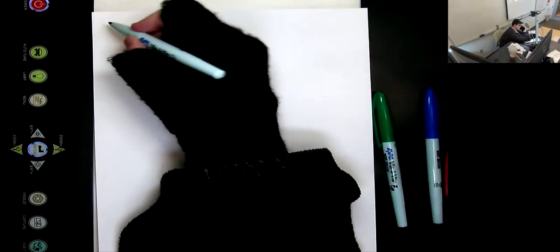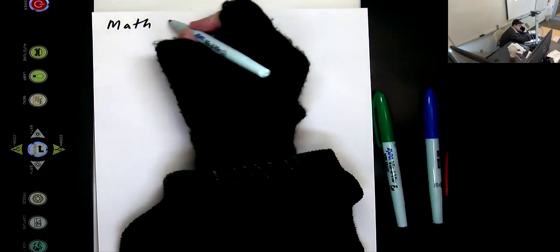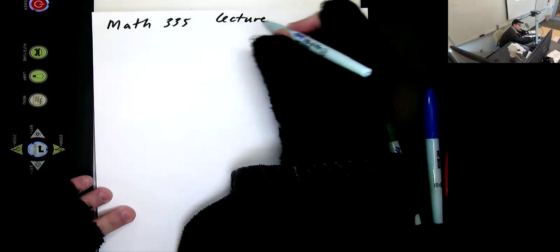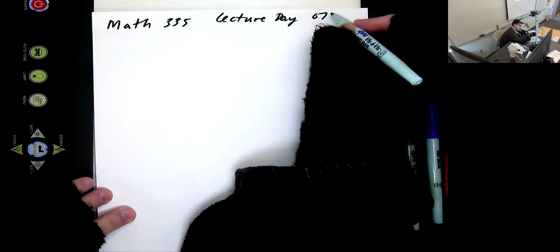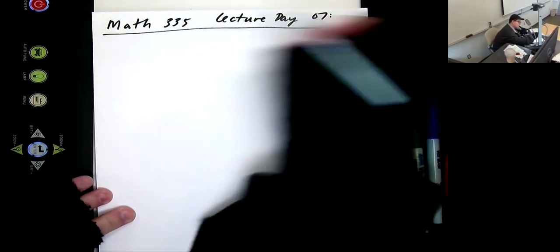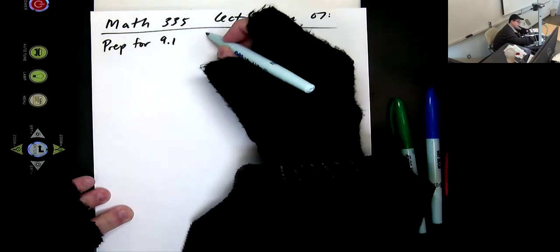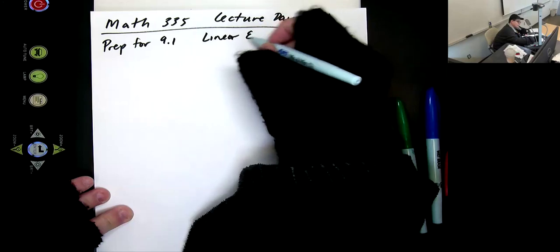So math 335, we're looking at day 7. And we are gonna prep for 9.1, which is on linear equations in 2 variables.